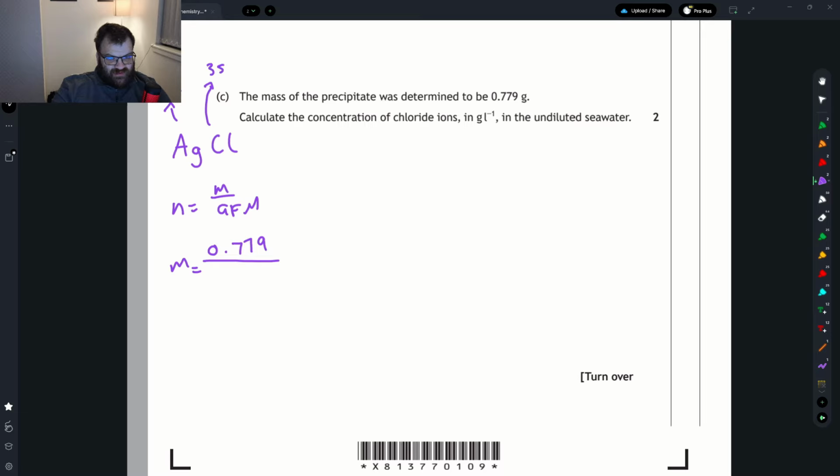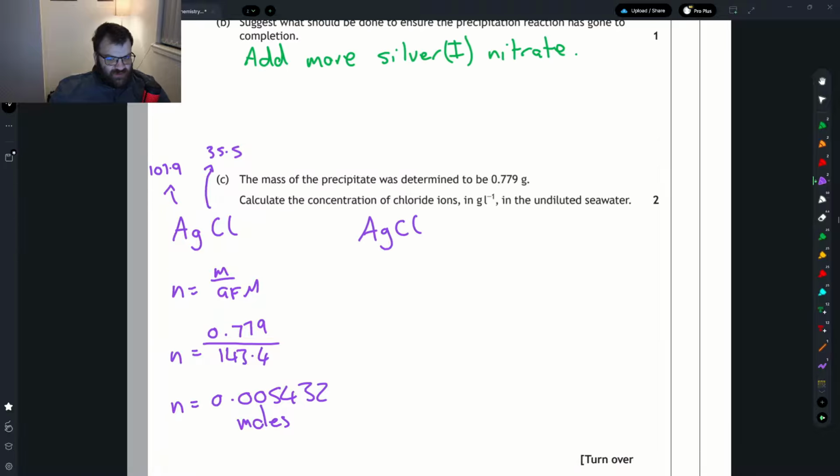Chloride will be 35.5. That goes into 143.4. That gives us 0.005432 moles that we've got for that. Within the silver chloride, there is one chloride within that compound. That means that the moles of chloride will also equal 0.005432. That, importantly, is in 20 centimeters cubed of the solution.